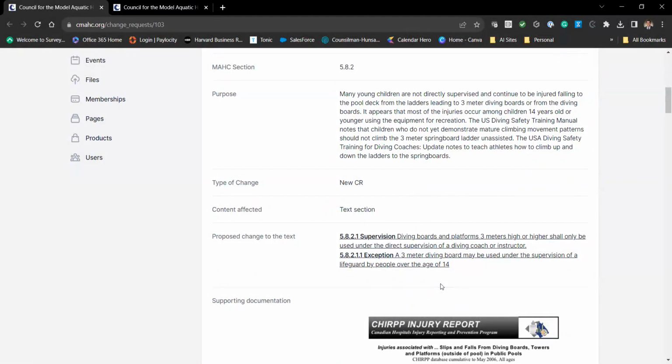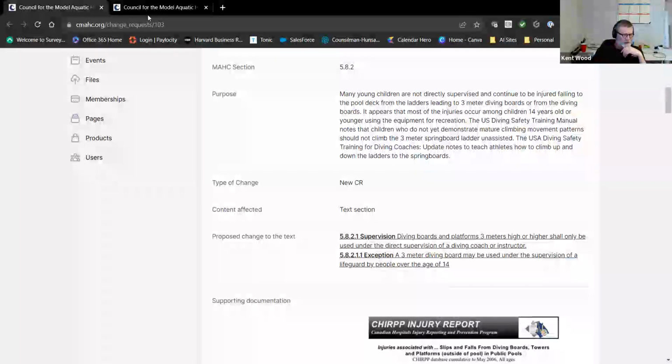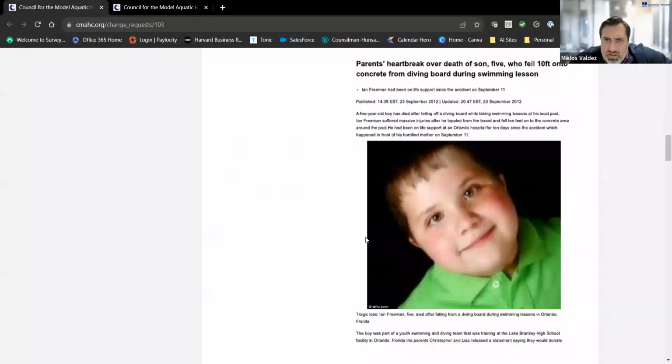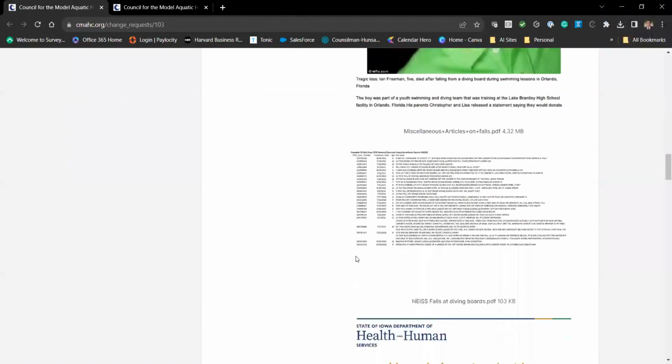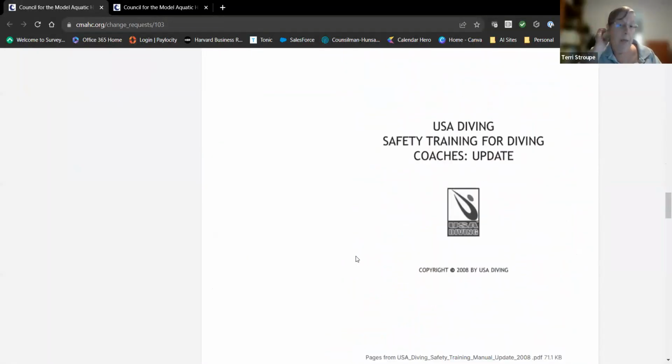Yeah. So, I think I would have an issue with the age of 14. I think we need some kind of documentation as to why the cutoff's there. And John said he included that in the documentation. Well, what if a 13-year-old wants to use the diving board? There's a lifeguard there.